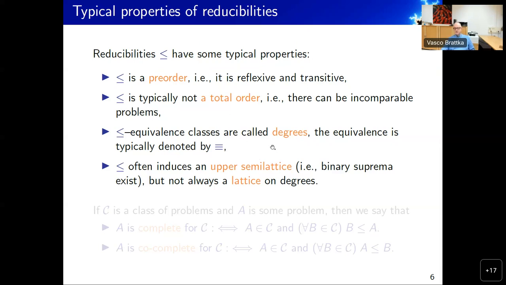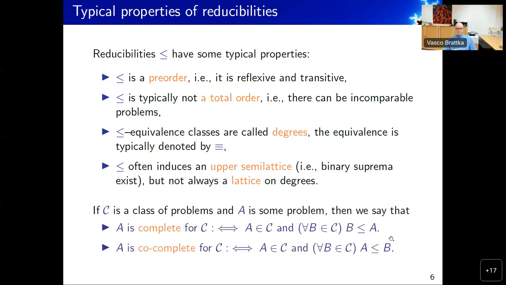Then the terminology in this field is that we call the equivalence classes degrees. So we speak about things like many-one degrees, Turing degrees, polynomial time degrees, Medvedev degrees, Wadge degrees, and so forth. And what we mean by that is the equivalence classes. The corresponding degrees are ordered by this relation, but we don't necessarily get a lattice structure. In many cases we have an upper semi-lattice, so that means binary suprema exist, but we often don't have a lattice structure. Some of the reducibilities, like Wadge reducibility or Medvedev reducibility, actually give us even a lattice structure, but in most cases we don't get a lattice structure.